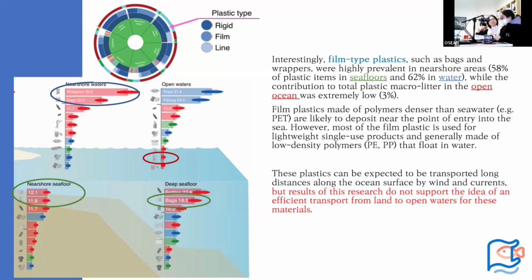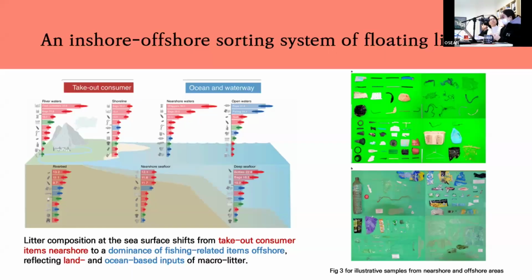These plastics can be expected to be transported long distances along the ocean surface by wind and currents, but the results of this research do not support the idea of an efficient transport from land to open waters for these materials. Litter composition at the sea surface shifts from takeout consumer items near shore to a dominance of fishing-related items offshore, reflecting land and ocean-based inputs of macrolitter. You can see figure 3 for illustrative samples from nearshore and offshore areas.